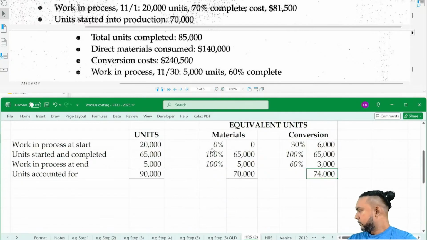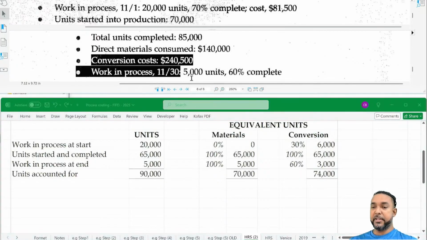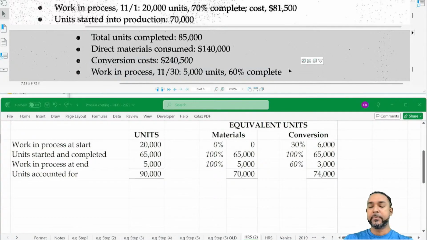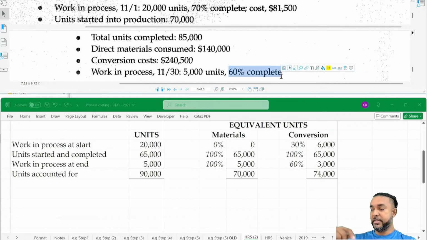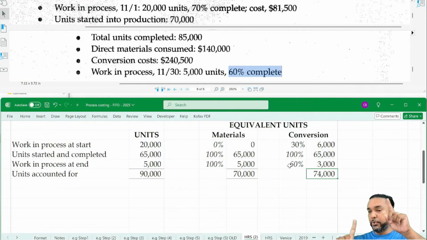Where is the conversion part? The work in process at end? If it was 60% completed, it won't be 40% that we're looking for. Right. So in the current period, the work in process at end is 60% complete, which means in the current period we've done 60% of the work. And in the following period, when we're sending it to be completed, that's when the 40% will be done, right?